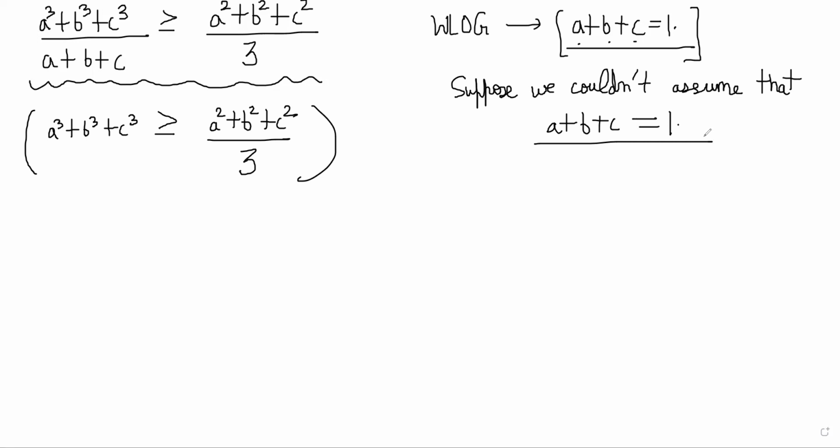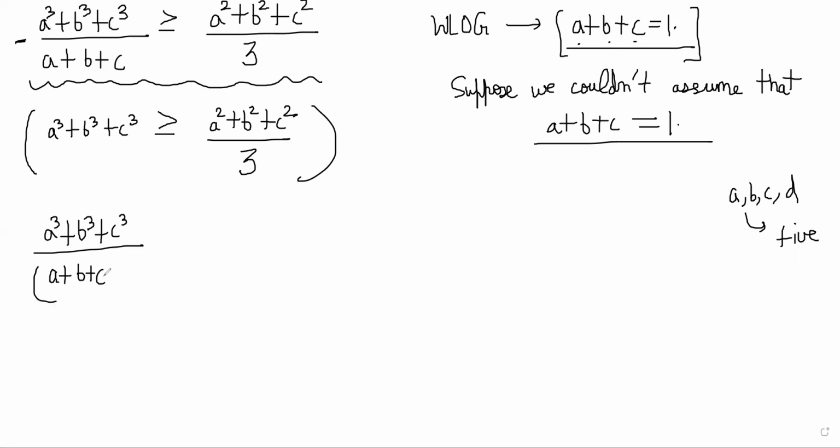Then what we can do is, we know that in the problem it was mentioned that a, b, c, d were positive. So we can divide both sides of this original inequality by (a plus b plus c) whole square. So what am I saying? I'm saying this, and I am putting (a plus b plus c) whole square on both sides. Let's see what happens if I do that.